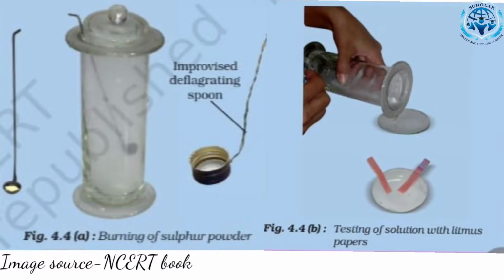The lid was closed tightly to ensure that no gas escaped from the tumbler. In the next figure, you can see that this liquid is tested on litmus paper. The blue litmus paper turns red and there is no reaction on red litmus paper.